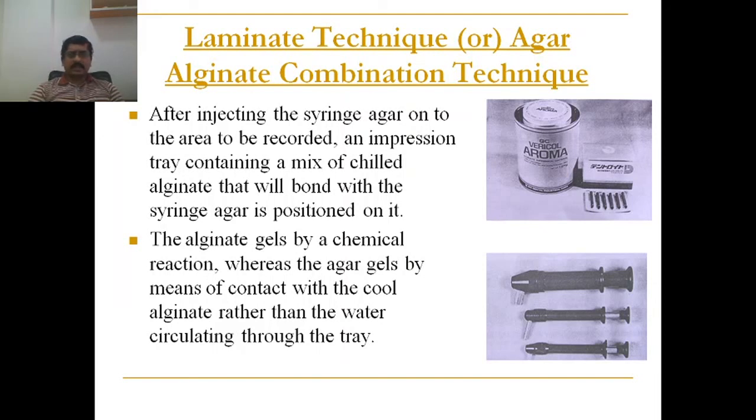After injecting the syringe agar onto the area to be recorded, the impression tray containing a mix of chilled alginate, that is the main thing here, it should be chilled alginate, will bond with the syringe agar on positioning over it. How it works is so simple: the alginate gels by chemical reaction, as we have seen earlier, whereas the agar gels by means of contact with the chilled alginate rather than the water circulating through the tray.